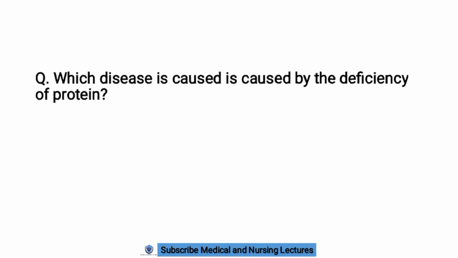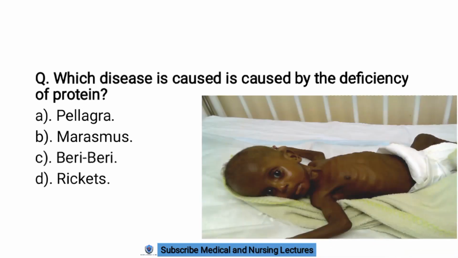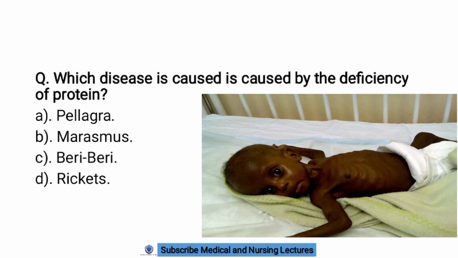Which disease is caused by the deficiency of protein? Pellagra, marasmus, beriberi, rickets? Here the correct option is marasmus. Option B is the correct one.